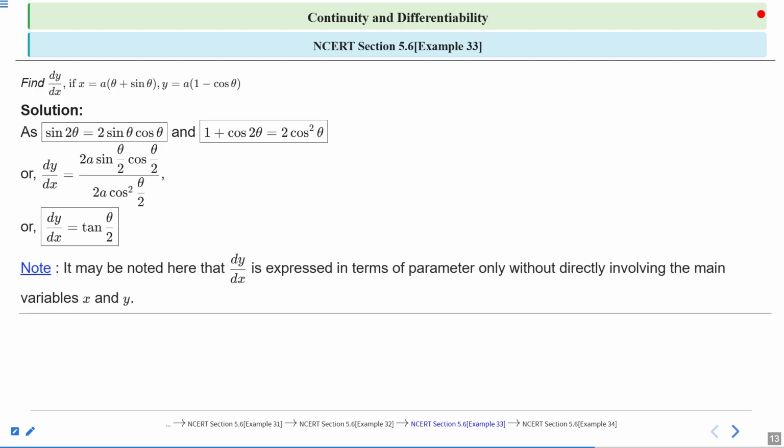It may be noted here that dy by dx is expressed in terms of the parameter only, without directly involving the main variables x and y.